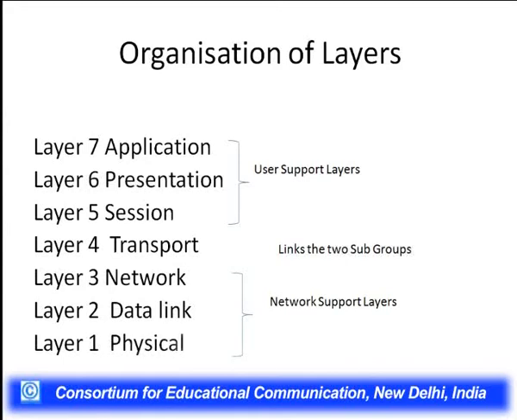So network support layers, or the physical, data link and the network layer, these 3 layers are basically network support layers. Network support means that they are more or less related to the physical transmission of bits on the physical media and how the bits will be transformed into frames and how they can be transmitted over the physical media.